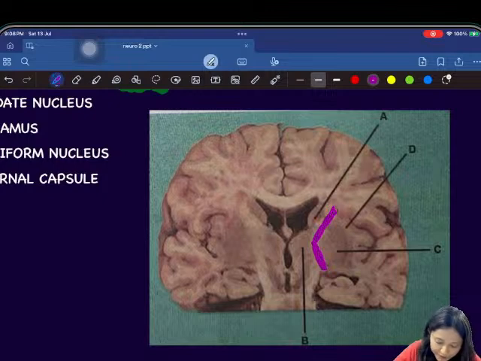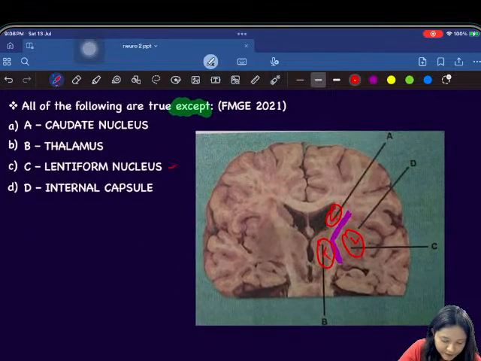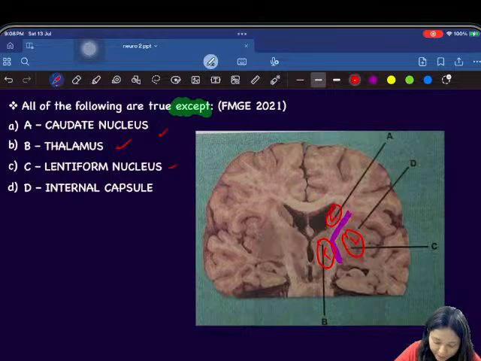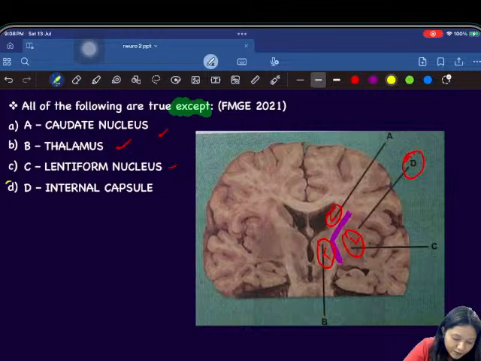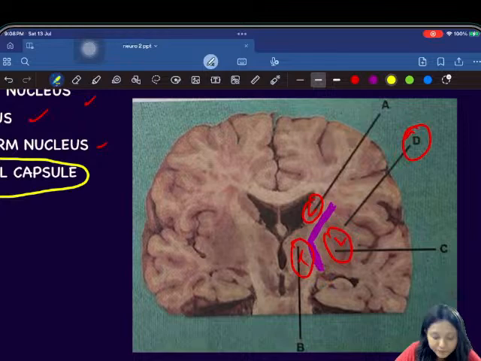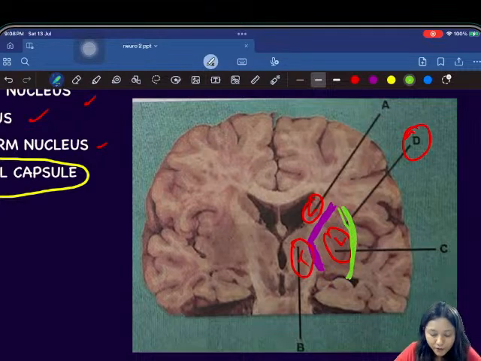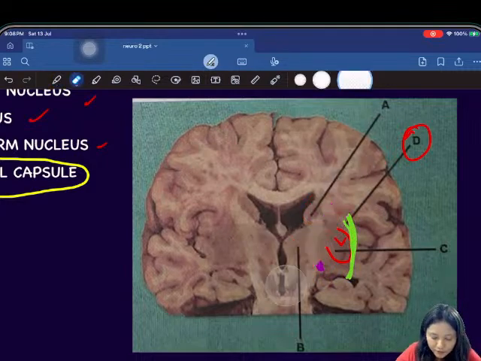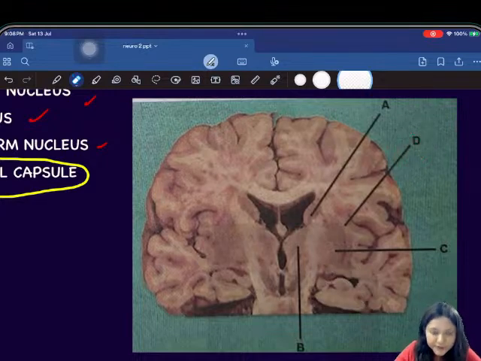Now above the internal capsule will be the caudate nucleus and below will be the thalamus, and this will be your lentiform nucleus. So they have mentioned lentiform nucleus correct, thalamus correct, caudate nucleus correct, but they have mentioned D as internal capsule which is wrong. So what is this D actually? What is this area? What have they actually mentioned? They gave a question that this D is the internal capsule, which is wrong.